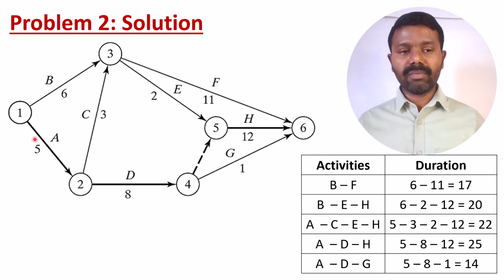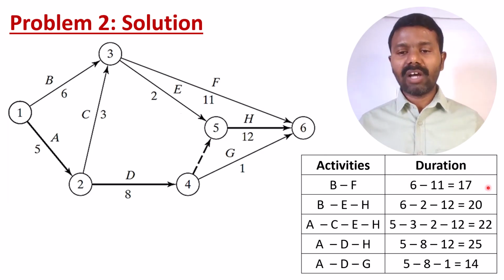So it is starting from first activity A, C and then E and H. So in this path we will be getting 5, 3, 2, 12, so 22 days. And then let us go to another path, that is A, D, and then we can go with the dummy activity and then H. So in this way we will be getting 25 days. Then another path, that is A, D and G. So in this path we will be getting 14 days.